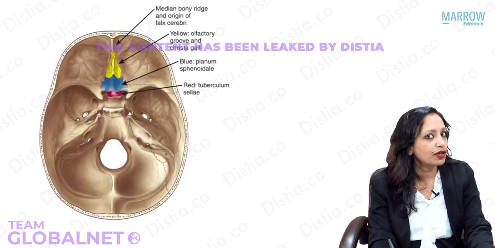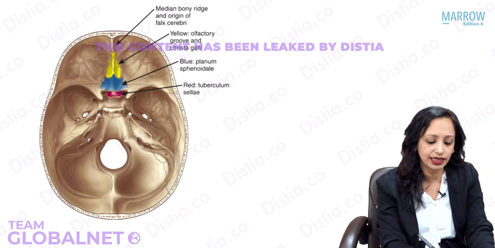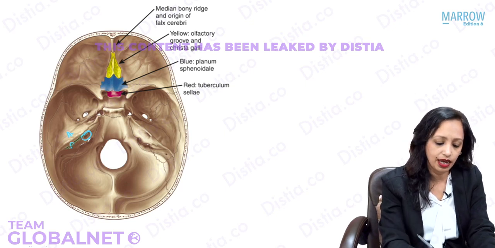So here we have the base of skull in front of us. Here is the petrous temporal bone, this is the posterior slant, anterior slant, and this is the internal acoustic meatus. So where is the CP angle? This area is the CP angle.